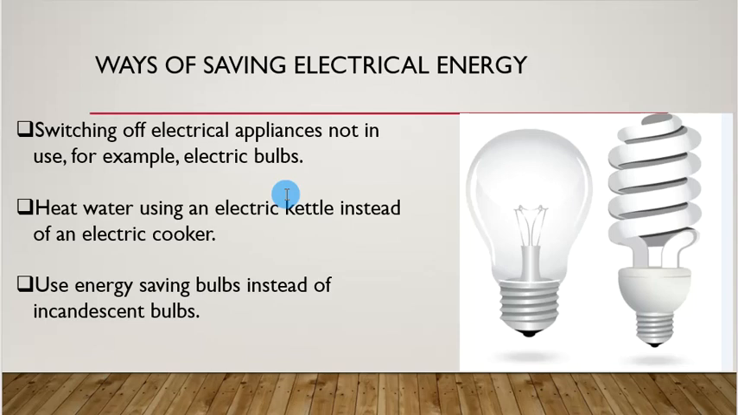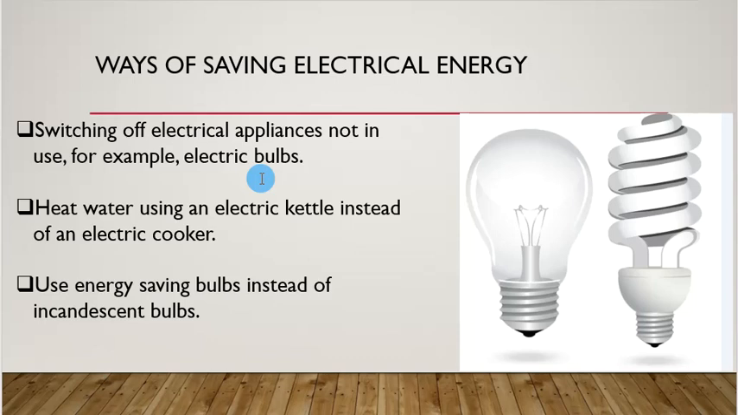Okay, so now how can we save electrical energy? The first way is switching off electrical appliances not in use. For example, electric bulbs in unoccupied rooms. ZESCO says switch and save. I'm sure you are aware of that. So in a room not occupied, or in a bedroom where you are sleeping and your lights are on, that is wasting electrical energy. So switch off appliances not in use.